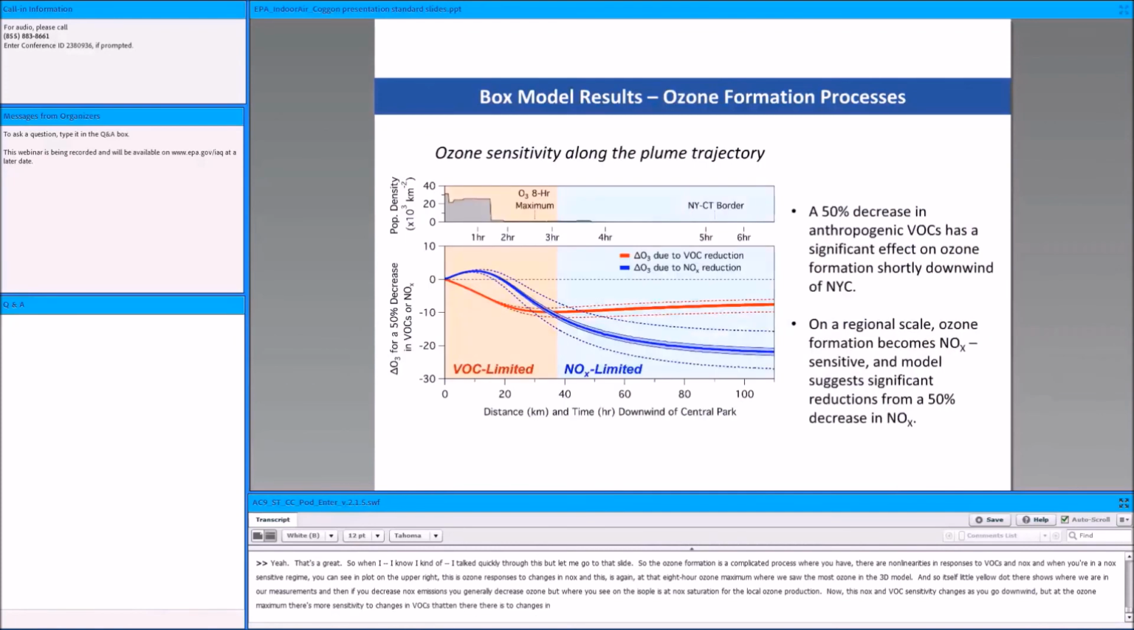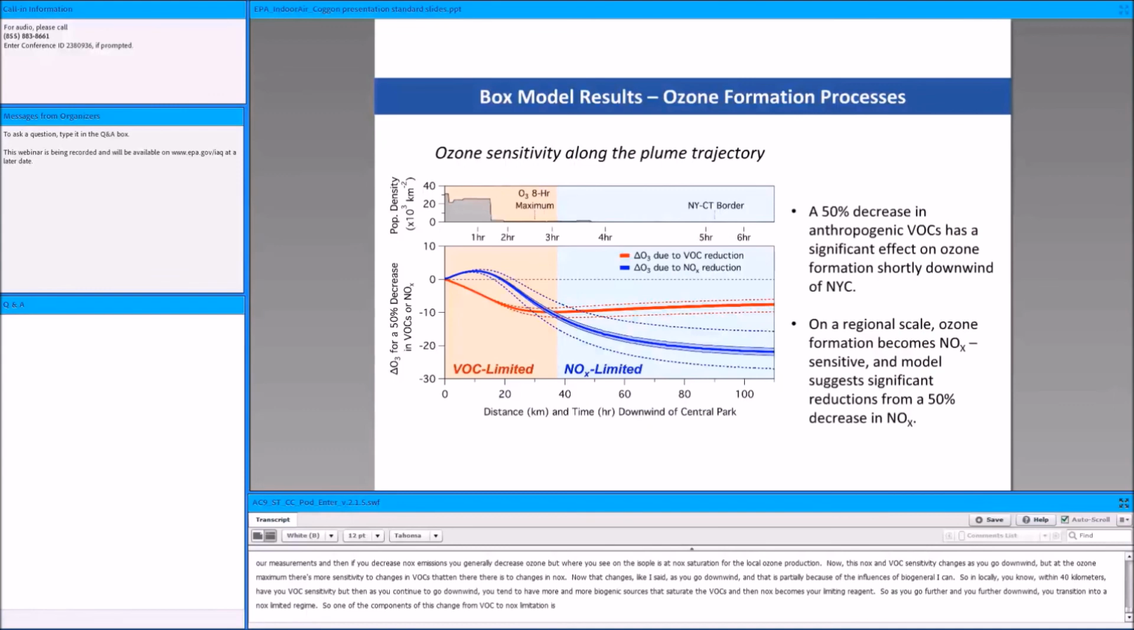Now that changes, like I said, as you go downwind, and that's partially because of the influences of biogenics. Locally, within 40 kilometers, you have VOC sensitivity. But as you continue to go downwind, you tend to have more and more biogenic sources that saturate the VOCs, and then NOx becomes your limiting reagent. As you go further and further downwind, you transition into a NOx limited regime. So one of the components of this change from VOC to NOx limitation is biogenics.